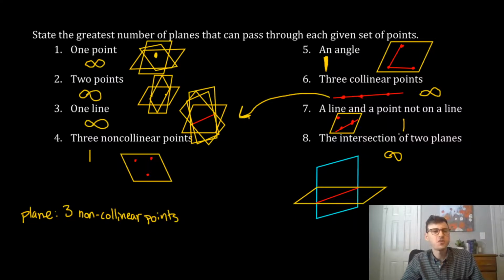I would challenge you, if you think that you can find an instance where you could only have 2 planes going through something, I would love to hear about that. I think that would be really interesting. But yeah, hopefully this has helped with your visual vocabulary, helped you understand planes just a little bit more.